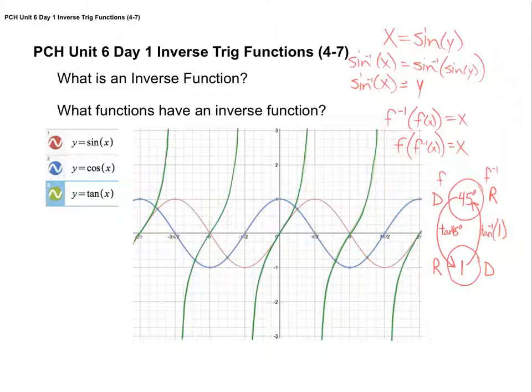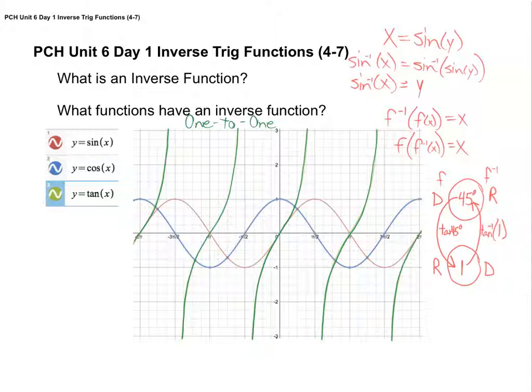So, like Samantha said, we want to restrict the domain so that we get a part of it that is one-to-one. That was the term we had for functions that had inverses. They were one-to-one. They passed the horizontal line test.